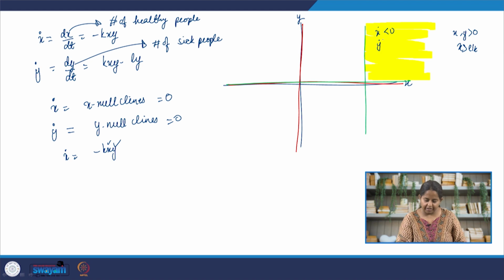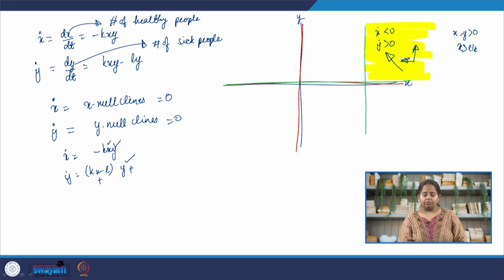Now let's look at y derivative. Now y derivative is kx minus L into y. Y is positive, kx minus L is going to be positive because x is bigger than L by k. Product of two positives, we are going to get positive. So the rate at which the healthy people population is changing is negative, number of healthy people is reducing. Number of sick people is increasing, dy by dt is positive. So we see that in y-axis direction the movement will be up, in x-axis the movement will be here. So the net flow will look something in this direction.